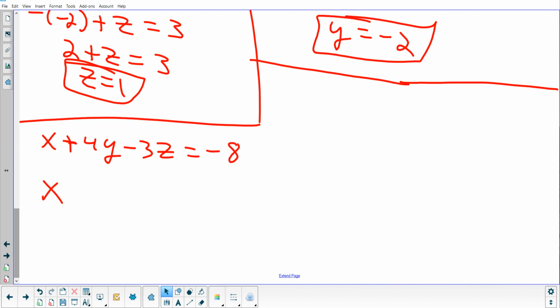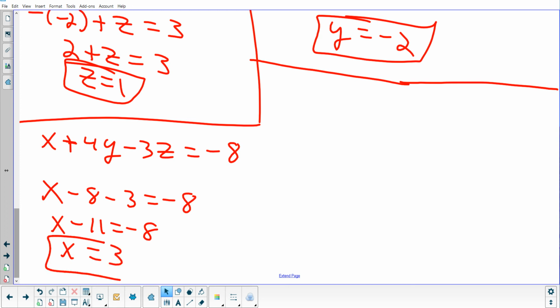All right, x we don't know. What's 4 times y? And what's negative 3 times 1? Negative 3. Negative 8 minus 3 is how much? So that means x equals how much? 3. There you go. So it's a little bit more work with the 3 variables and 3 equations, but it's still the same idea. Any questions on that?